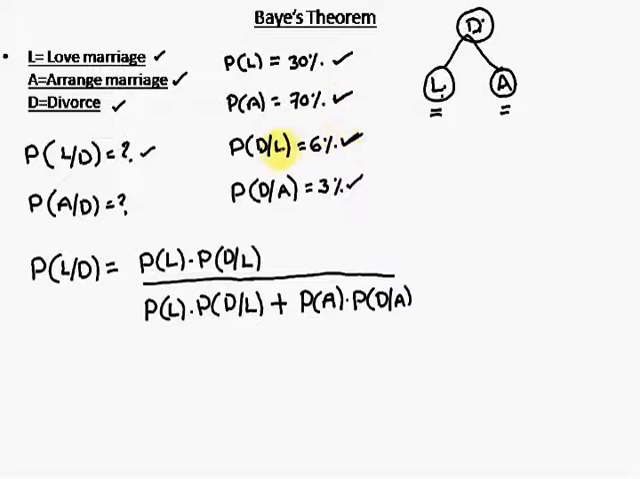probability of D given L occurs. Similarly, probability of D given arranged marriage occurs. What we are going to find out is the probability of love marriage given D occurs, and the probability of arranged marriage given D occurs. So what is the meaning of this? Probability of love marriage given D occurs means, in a society if you choose a person and he is divorced, what is the probability that he had a love marriage? This is called the probability of L given D occurs. So this is the formula.